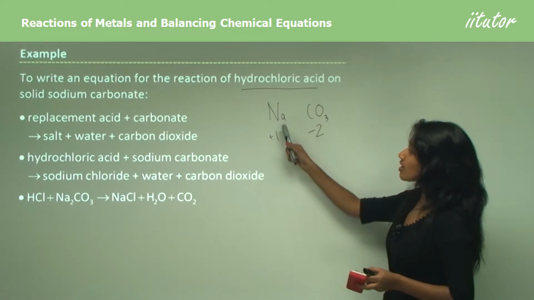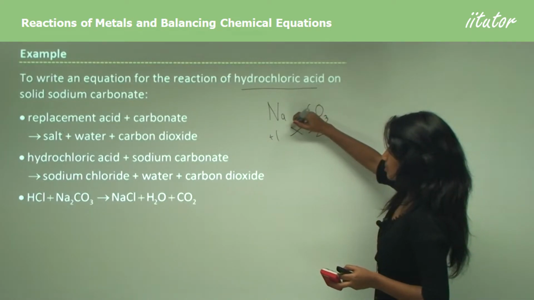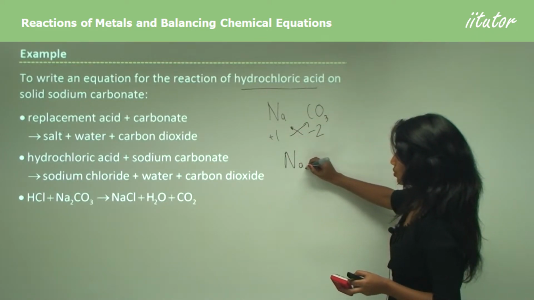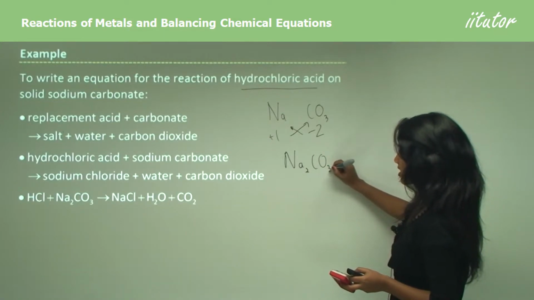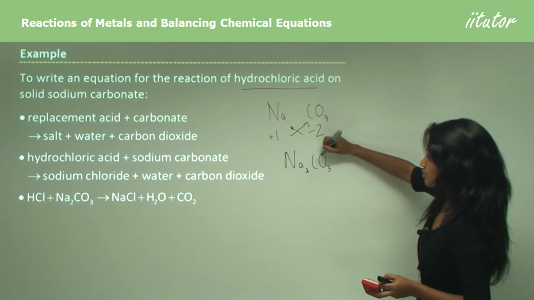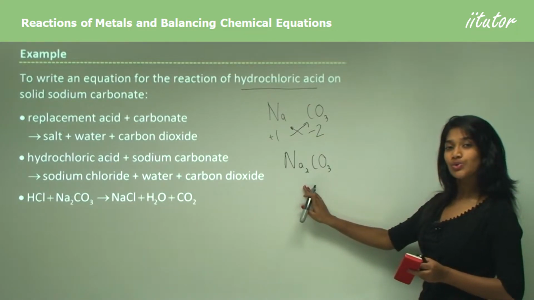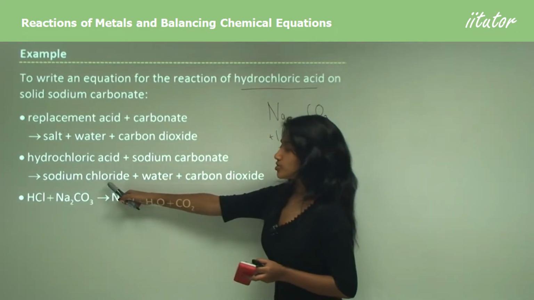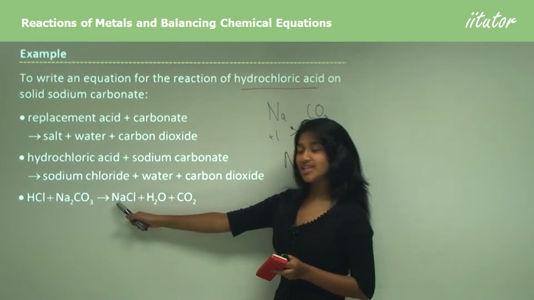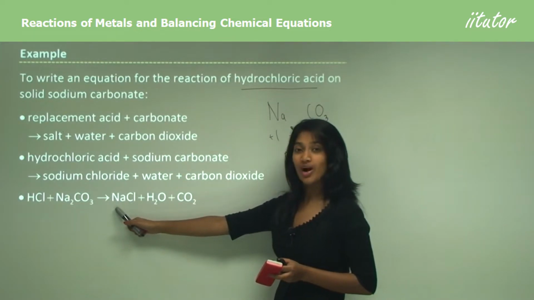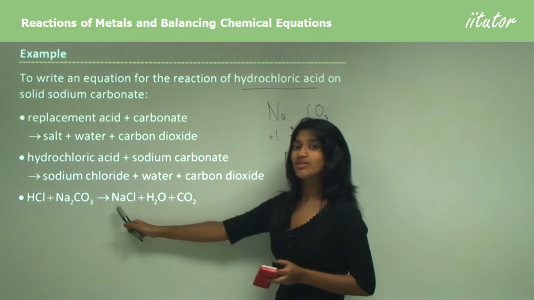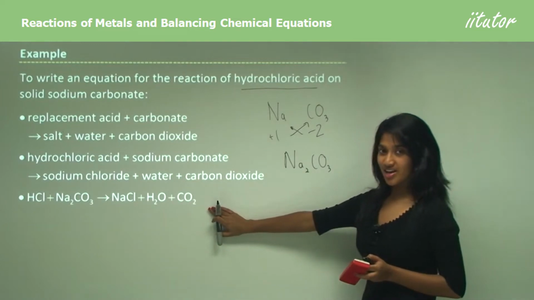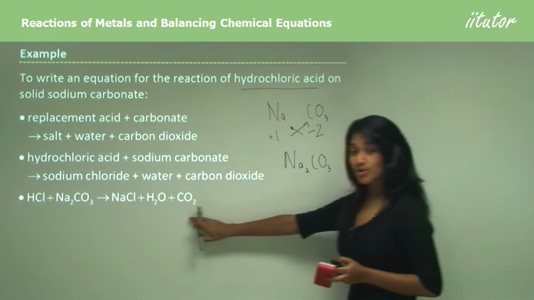So now if you cross them over, as you would to work out the chemical formulas, you would have Na2 and CO3 with a 1. Because you don't have to write your 1, it's going to be Na2CO3 as you got here. Then we move on to sodium chloride. Remember, sodium chloride is NaCl because sodium is group 1 and Cl is in group 7, so they both have a valency of 1. We have water and carbon dioxide being produced. So that's our chemical equation.